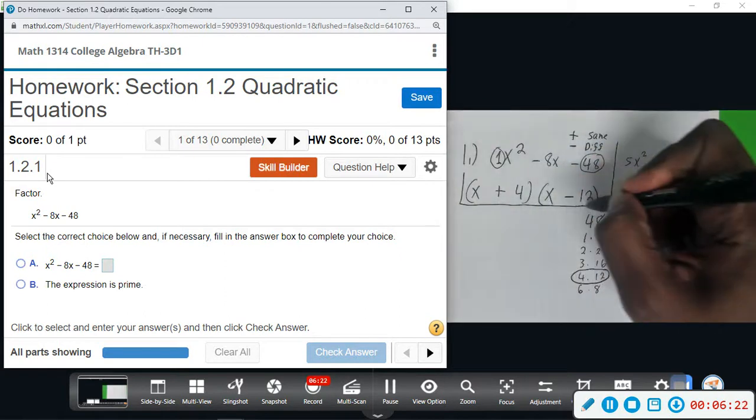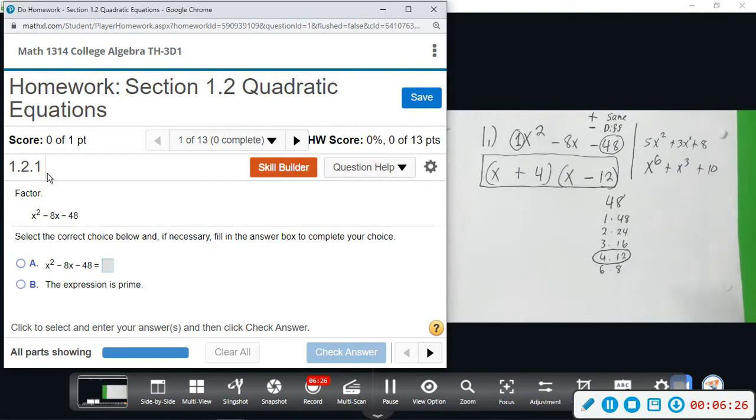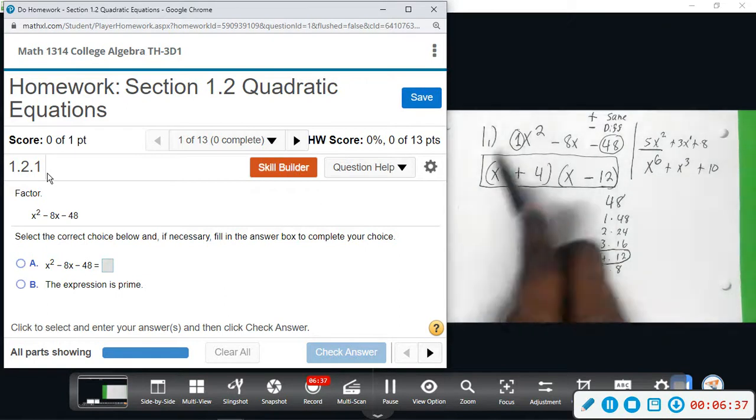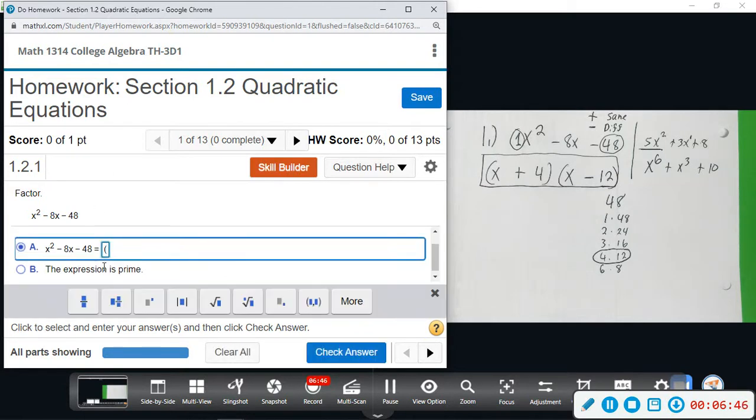This problem is factored. Okay, so it's a little bit of steps, but if you go through them one at a time, it's really not that bad. I like doing it this way. It takes out guesswork. There's a little bit of a difference we'll talk about if we have a leading coefficient, but for the most part, this process is going to remain the same. So the factored expression is x plus 4 and then x minus 12.